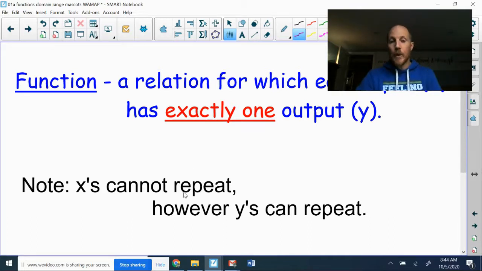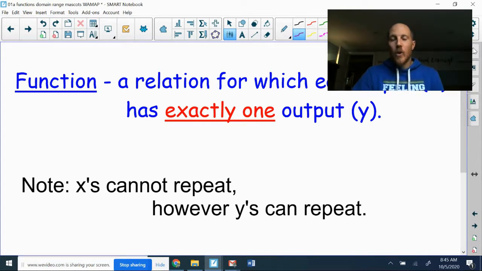Okay, and so if we interpret that, what it tells us is that the x values cannot repeat. You can't use the same x value more than once and have a function. The y values can repeat. That's okay. So if a number of different inputs have the same output, that's fine. That would still be a function. But if one input value has more than one output value, that's not okay.